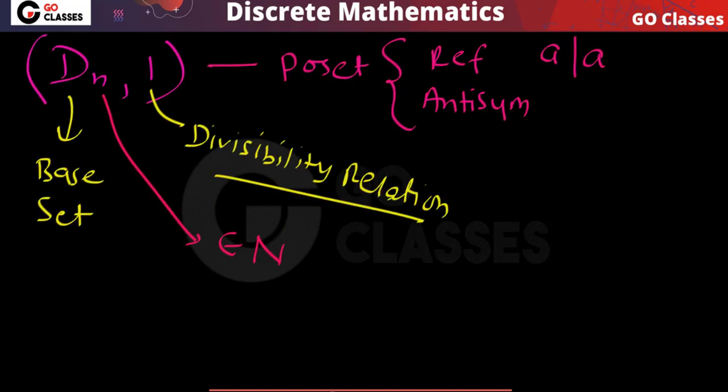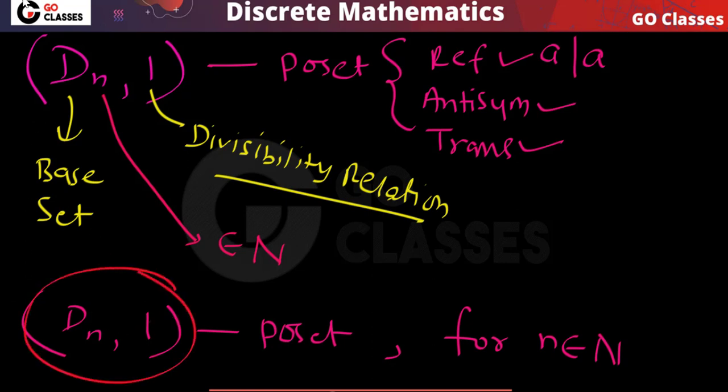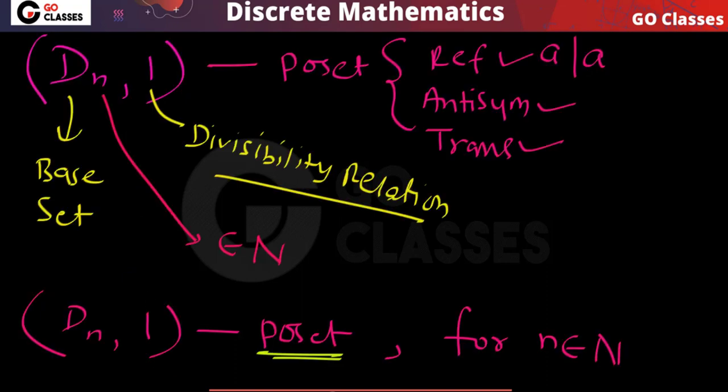So this is reflexive, antisymmetric, and transitive. So I can say that Dn with divisibility is definitely a poset for all n. Whatever natural number n you take, Dn with divisibility is definitely a poset. Now let's analyze whether it will be a lattice or not. So when can I say this will be a lattice? Just think about it.